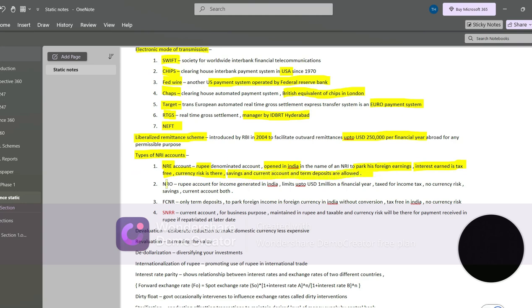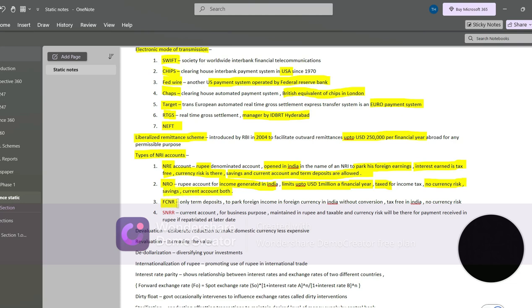Second is the NRO account. NRO account is also a rupee account for income generated in India. It has a limit of up to USD 1 million a financial year. It is taxed, since the income is generated in India, and there is no currency risk as it is in rupee only. Savings and current accounts both are allowed.